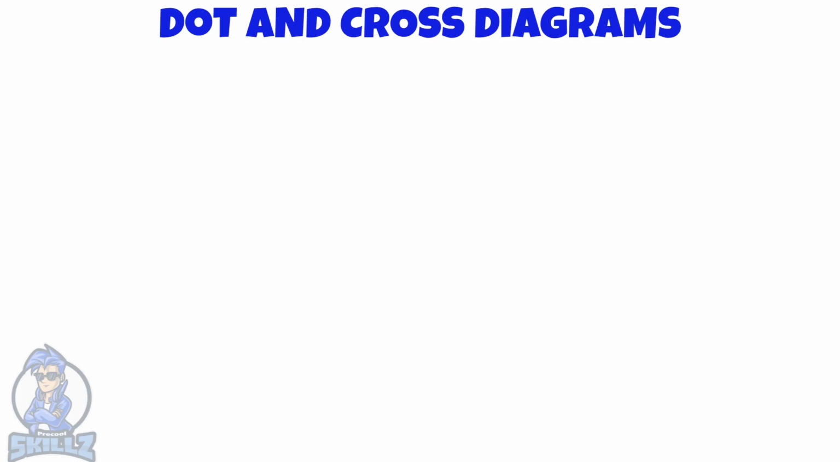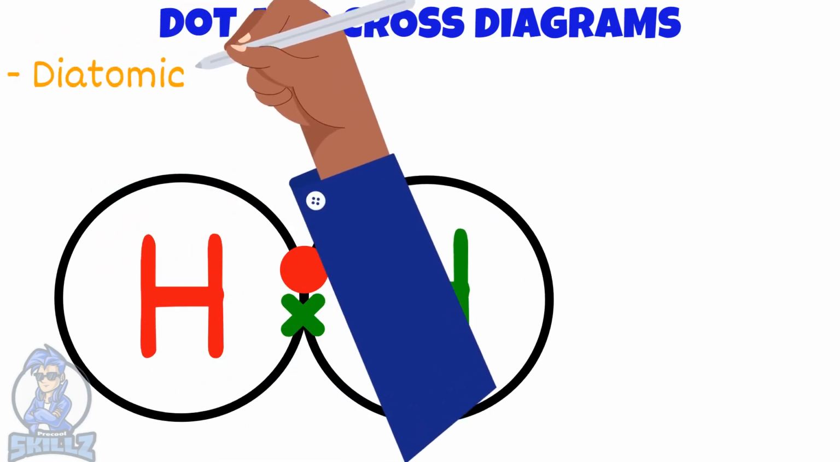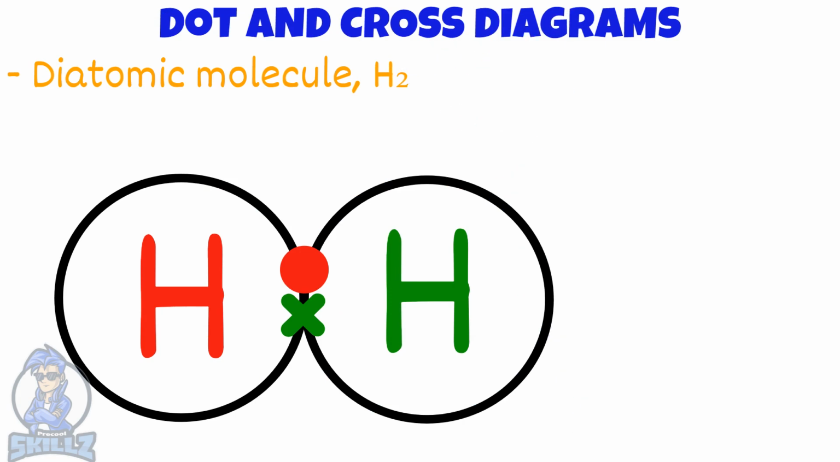Covalent bonds can be illustrated using dot and cross diagrams. Here's one for a hydrogen molecule. Hydrogen forms a diatomic molecule with the formula H2. The two atoms in a hydrogen molecule are joined together by strong covalent bonds.